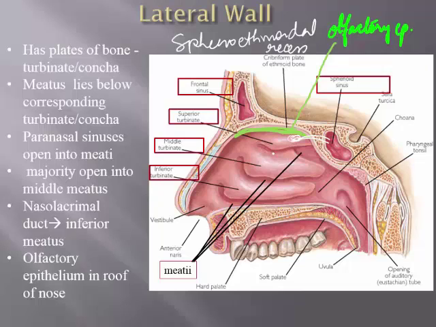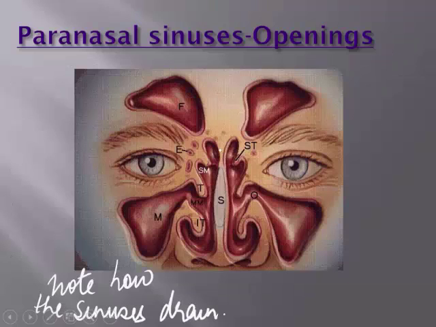In the superior meatus are what are called posterior ethmoidal air cells. The remaining frontal and then maxillary and the other ethmoidal open here into the middle meatus. And here into the inferior meatus is that nasolacrimal duct that I talked about, okay? So let's take a look at these paranasal sinuses. Look at this picture carefully and notice how the sinuses drain.